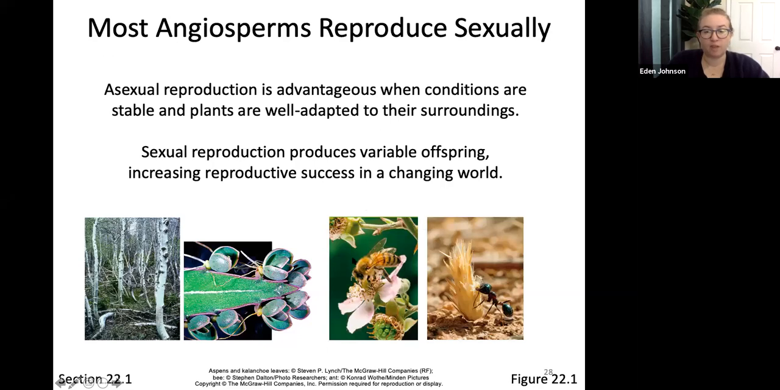comes into both environments, let's say with this aspen tree and with this flowering plant right here, is it going to kill all of these flowering plants that reproduce via sexual reproduction? Probably not, because there's increased genetic variability in these populations. Would it kill all of these aspen trees? Probably so, because they're literally a single organism.